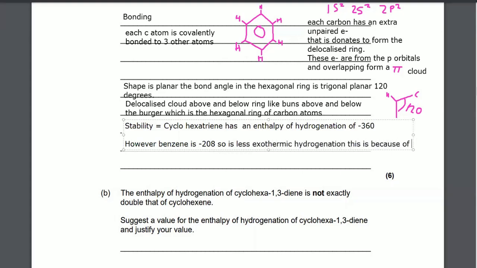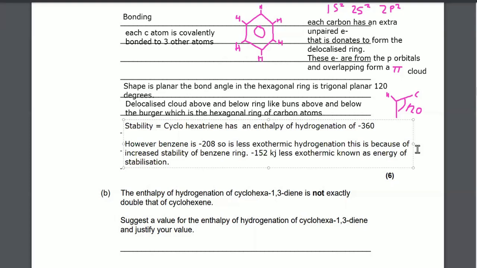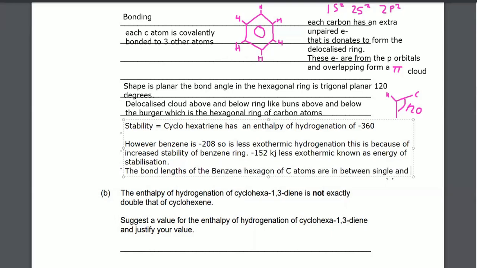And why is that? Well, the enthalpy of hydrogenation of cyclohexatriene is minus 360, because it's 120 kilojoules per mole exothermic hydrogenation of each double bond, and cyclohexatriene has alternating double and single bonds. However, benzene, you would think, might be similar, but it only has minus 208 kilojoules per mole. So its enthalpy of hydrogenation is less exothermic. And this is because of the increased stability of the benzene ring. We actually say that the minus 152 kilojoules less exothermic that it is, is known as the energy of stabilization.